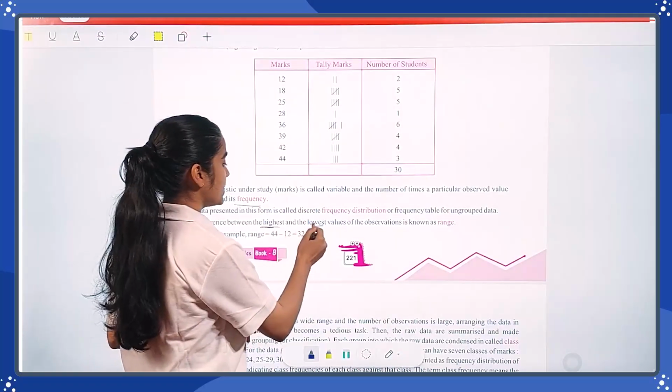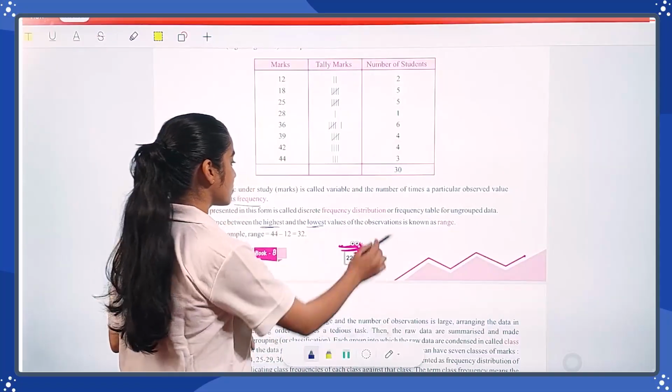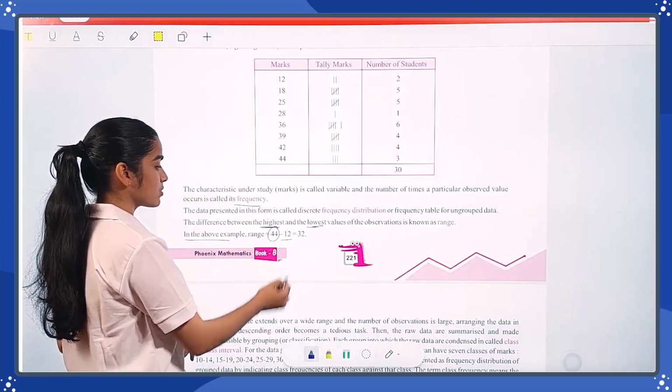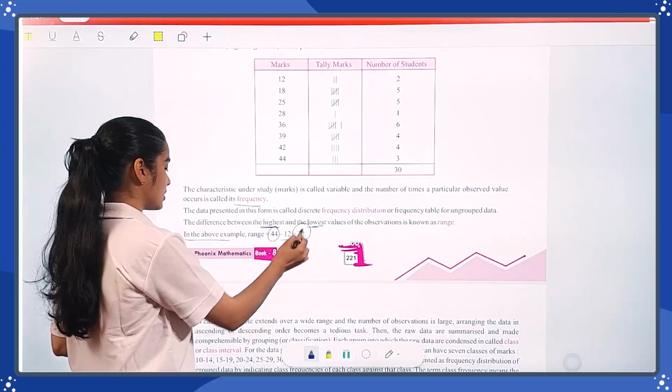The difference between the highest and lowest values of the observations is known as the range. So in the above example, the highest one is 44 and the lowest one is 12. 44 minus 12 is 32.